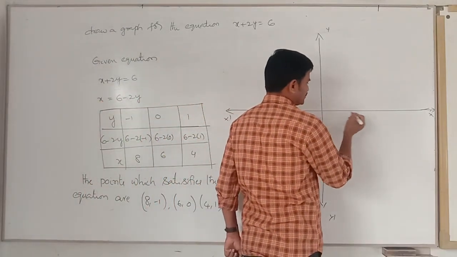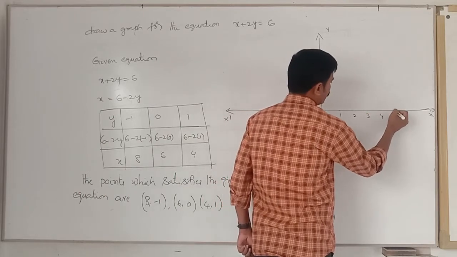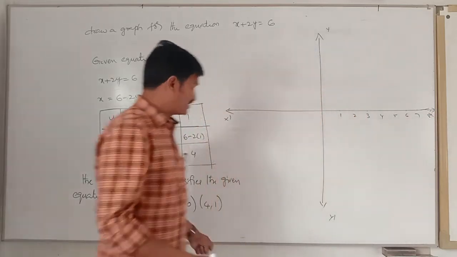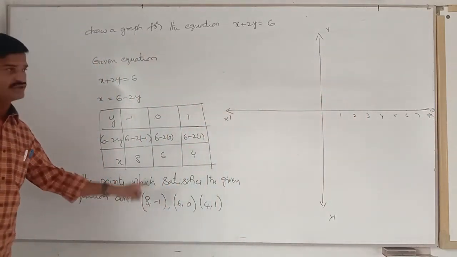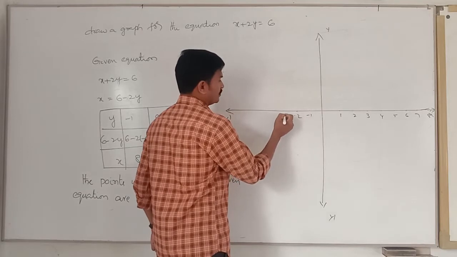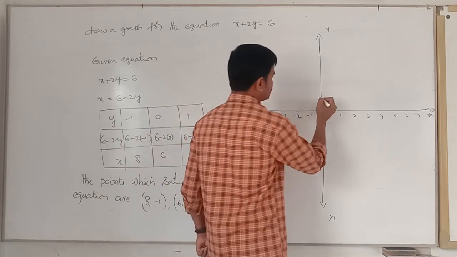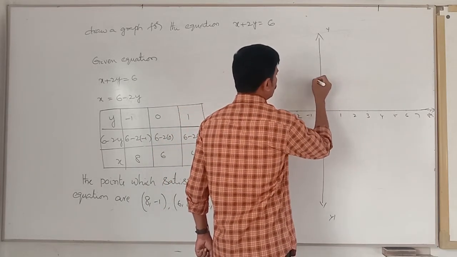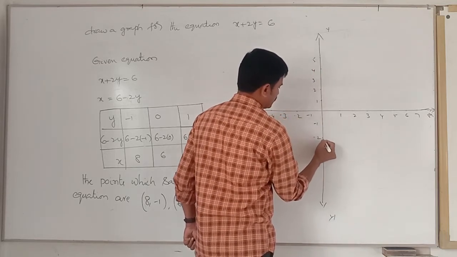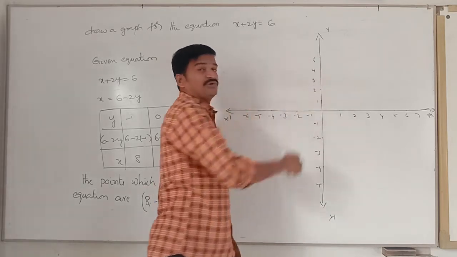Now, as it is a rough sketch, I am directly drawing 1, 2, 3, 4, 5, 6, 7, 8. 8 is needed because the maximum value of x is 8. Here you can take minus 1, minus 2, minus 3, minus 4, minus 5, minus 6, and 1, 2, 3, 4, 5, then minus 1 to minus 5. What is the intersecting point of the coordinate axes?